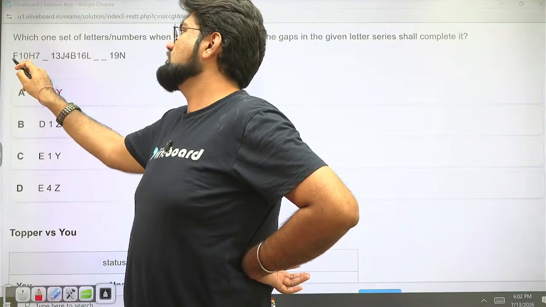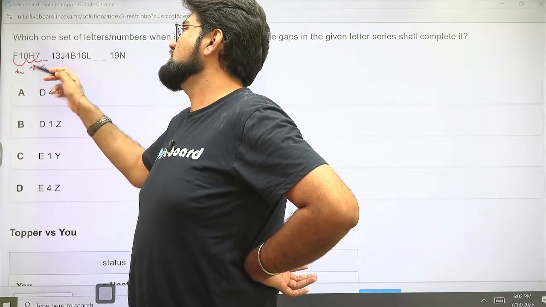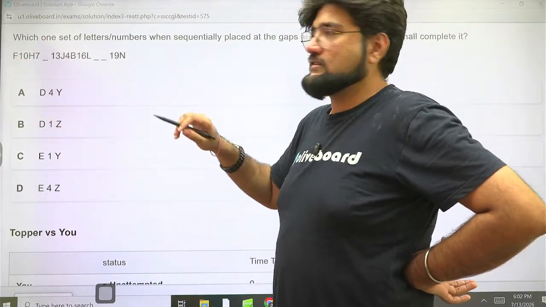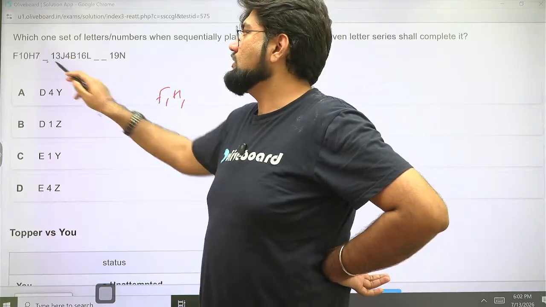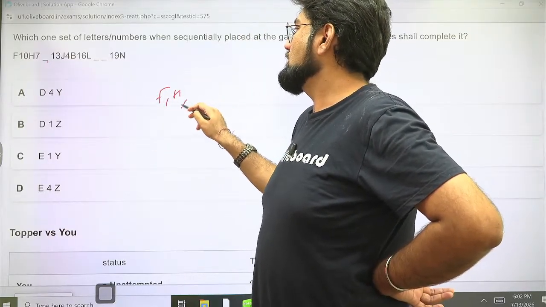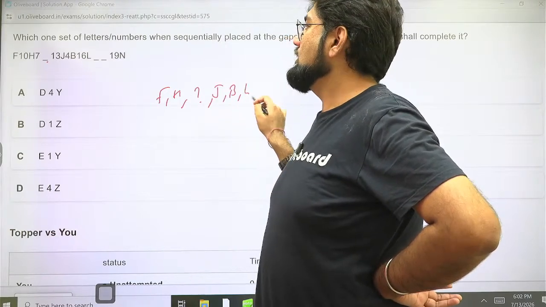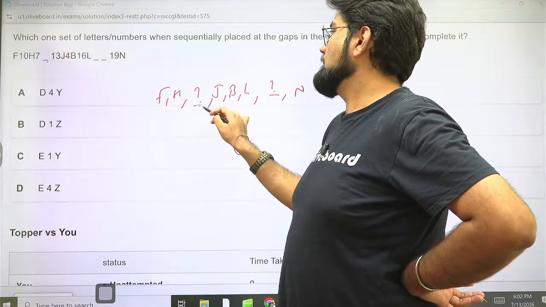That, okay, 6 plus 4 is 10, and 10 minus 2 is 8, 8 minus 1 is 7, something of that sort. But technically, they are two individual units. How? So, F, H, and this should be a letter. So, blank, or I'll put a question mark. Then we have J, B, L. We have another letter in between and we have N. This is what is going on.